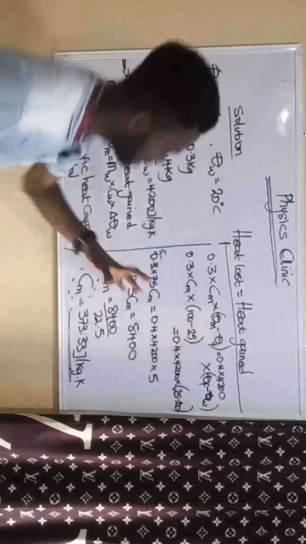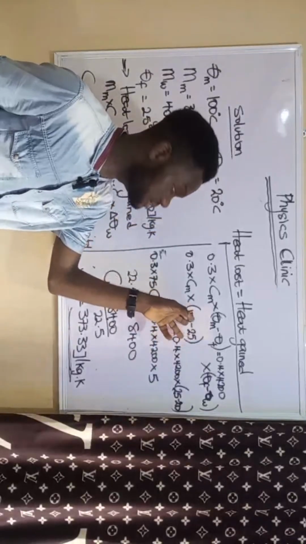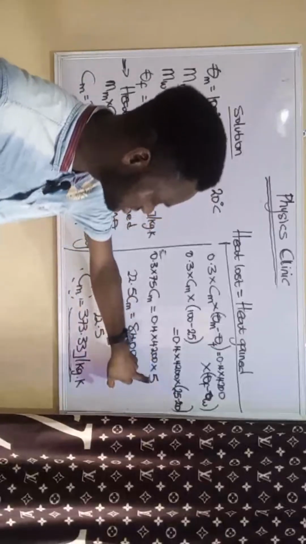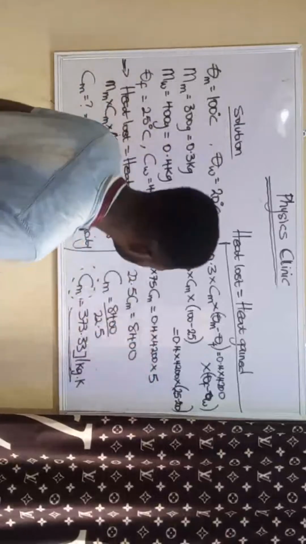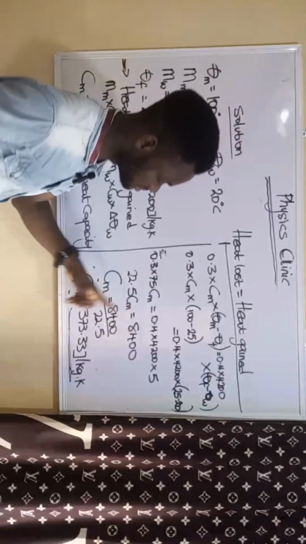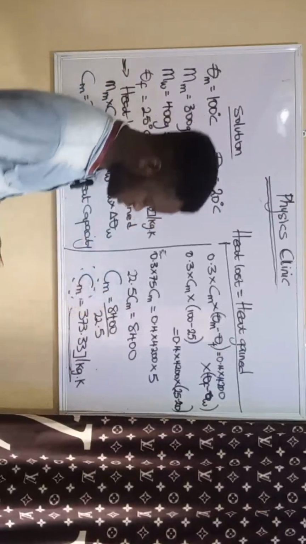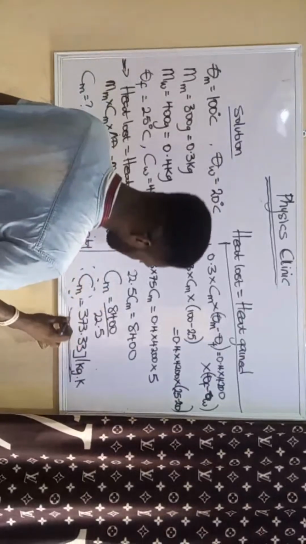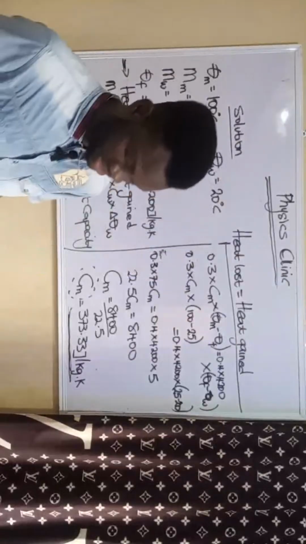Thermal equilibrium. All right, so 0.3 times 75, which is the difference between the temperatures experienced by the metal, and 25 minus 20, the temperature change experienced by water. So if all of this is done, Cm was obtained from 8,400 divided by 22.5. And our final answer is 373.33 joules per kilogram per Kelvin.